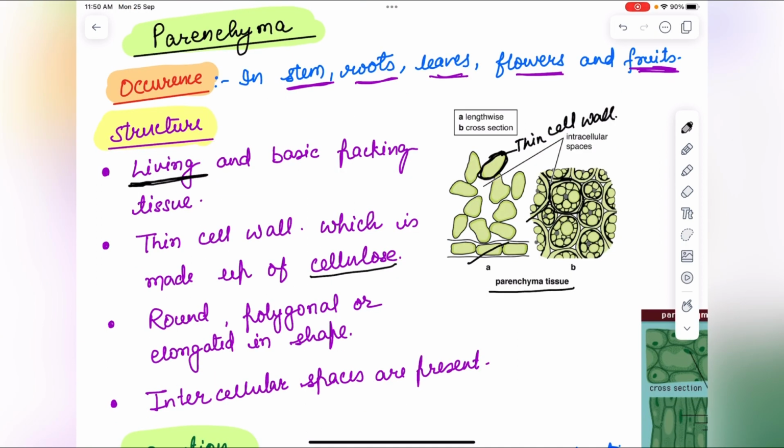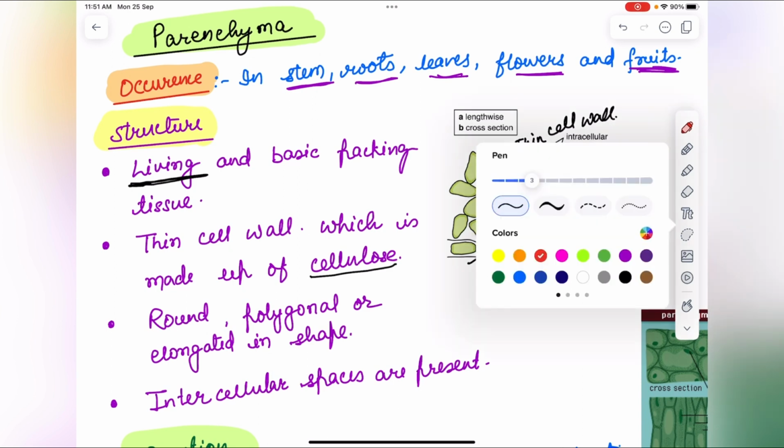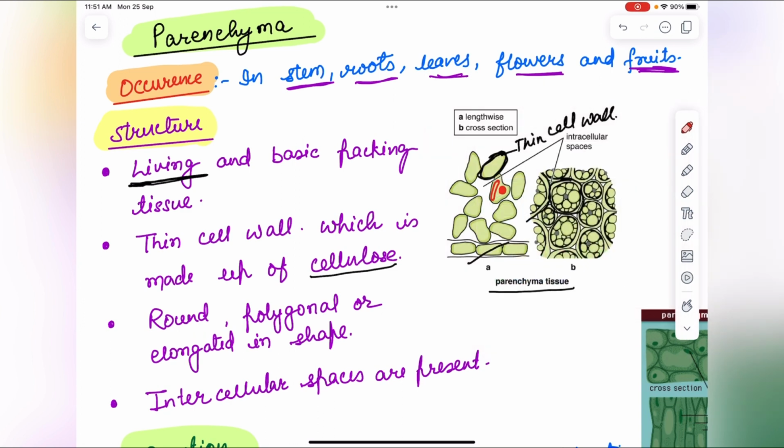Cells of this tissue have cytoplasm. In this cytoplasm a small nucleus will be present, and the vacuoles will be large. The cells may either be closely packed or may have intercellular spaces. The intercellular spaces mean the spaces between the cells.